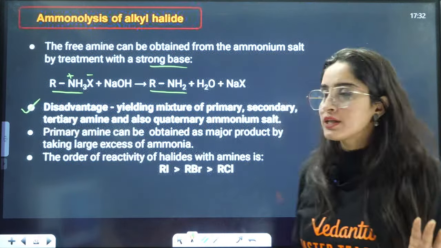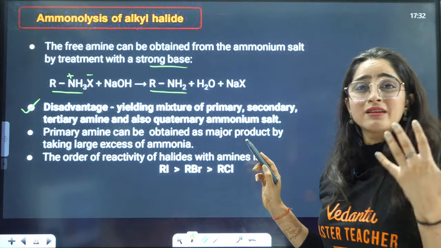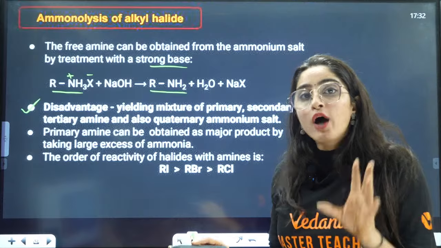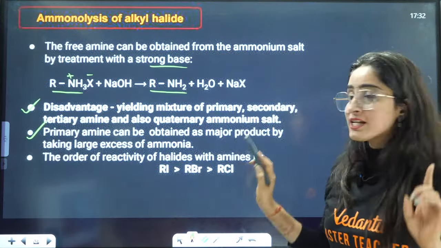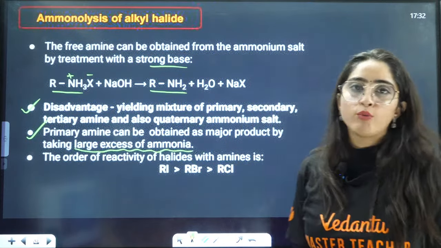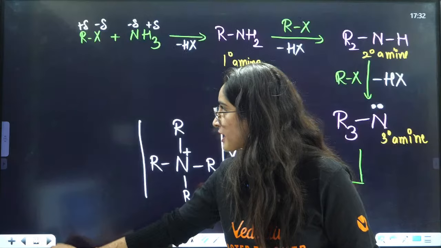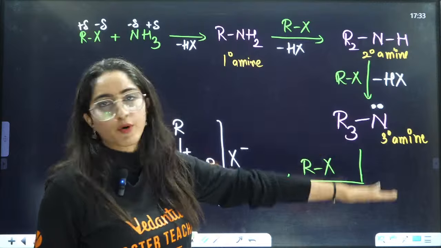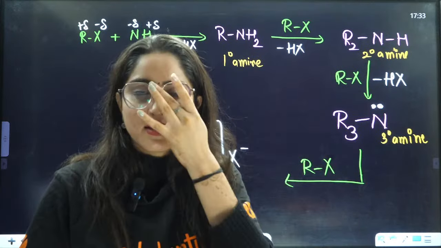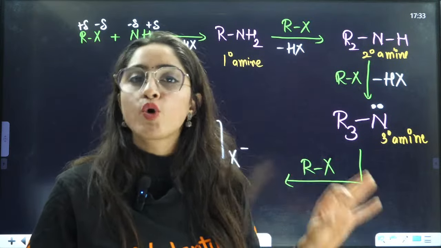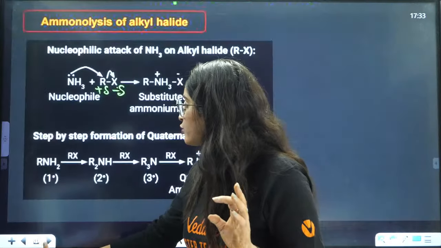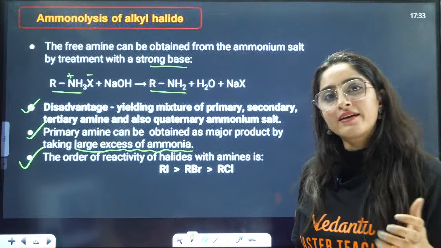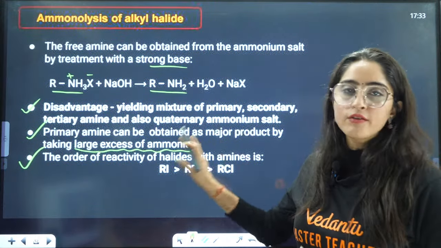What is the disadvantage of this one? The disadvantage is that it yields a mixture of primary, secondary, tertiary and quaternary products. That is why pure primary amine cannot be obtained. But if you want to obtain pure primary, then a major product can be obtained by taking a large amount of ammonia. Naturally, in this reaction, if RX is in excess, then obviously you will have a mixture of products. But if RX is limited and ammonia is in excess, then it will stop at 1 degree, that is primary amine only. For that you need excess of ammonia, so that all the alkyl halide that you have added will convert the ammonia to 1 degree amine. That is the reason for having excess of ammonia.